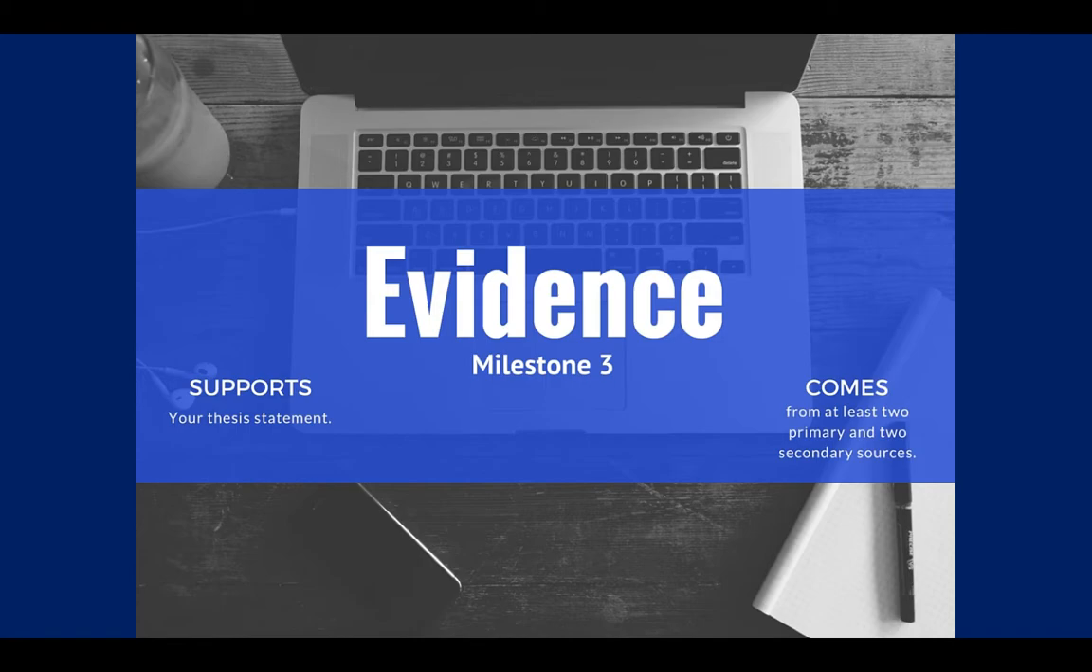And where the evidence comes in is in milestone 3. In milestone 3, you're going to return to the 3 supporting claims that you made within that milestone 1 thesis statement. Now, taking those 3 supporting claims, you're going to build a paragraph of evidence around each claim. And that evidence will come from at least 2 of the primary and 2 of the secondary sources that can be found in the final project research kit.